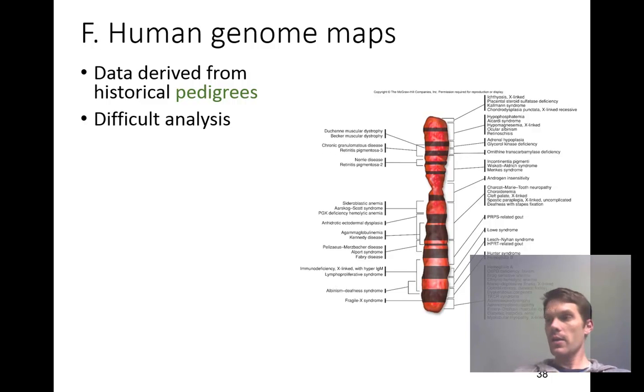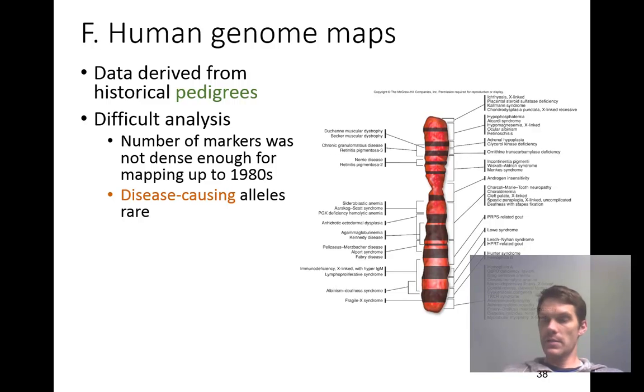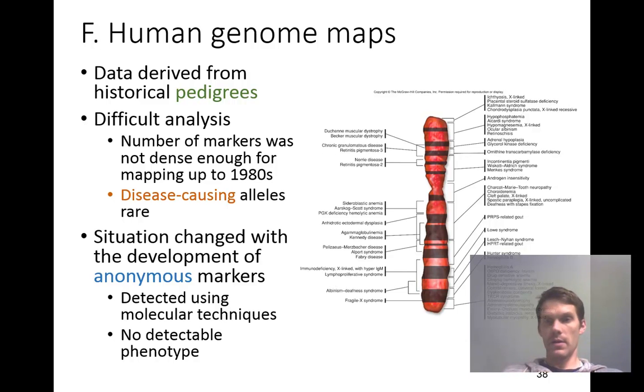So one thing humans have done with the genetic code is to look at where genes are on each chromosome. And this has historically been done by looking at pedigrees, so looking at human parents and the occurrence of alleles, including diseases. But it's been hard because those actual disease-causing alleles are quite rare. But once anonymous markers, or things that you can actually go in and tag different sequences of DNA, were developed, it made it a lot easier, and you didn't have to actually have a phenotype to figure out what the gene was.